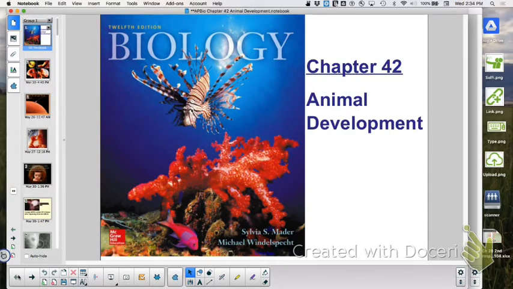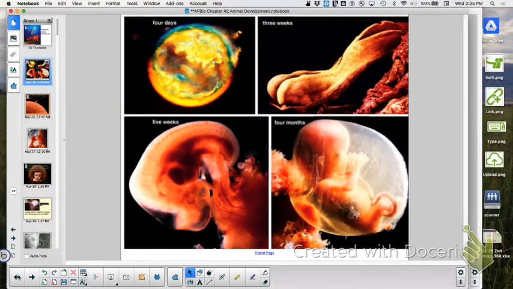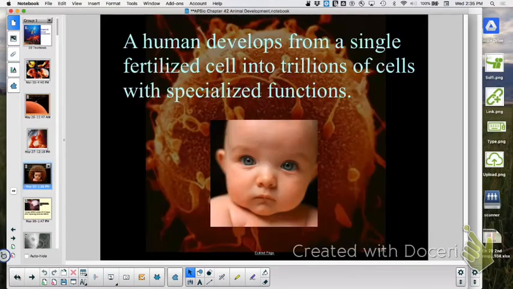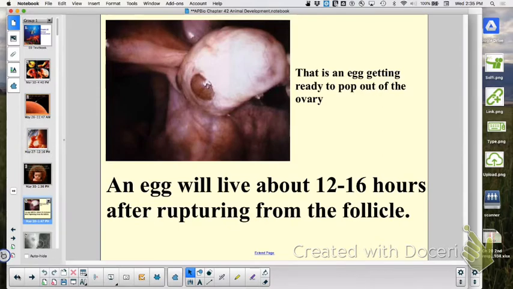So real briefly, I know you saw this before, development. The question is, to me, still amazing: how do you get from a sperm and an egg to you? How many cells is that? 2 cells becoming 1. You were each 1 cell, and then look how amazing you are right now. So how did we get to here? From a single cell to a fertilized cell.